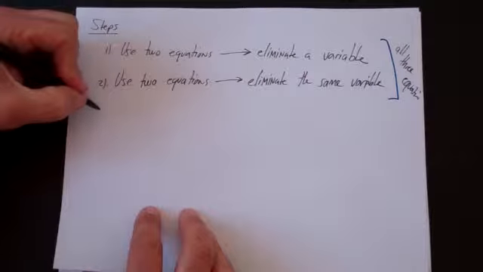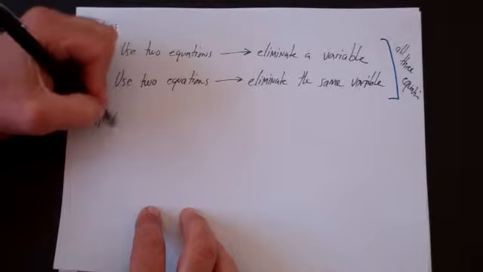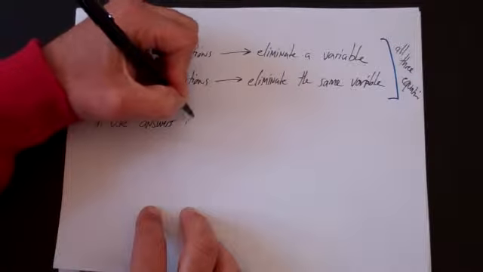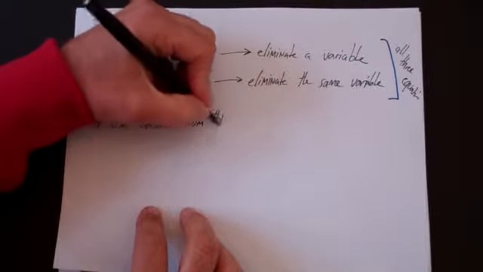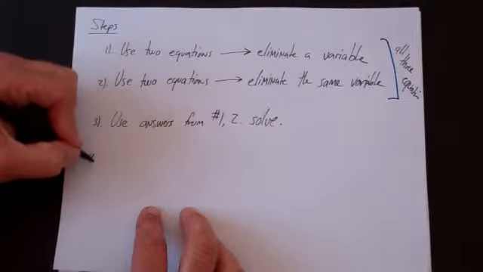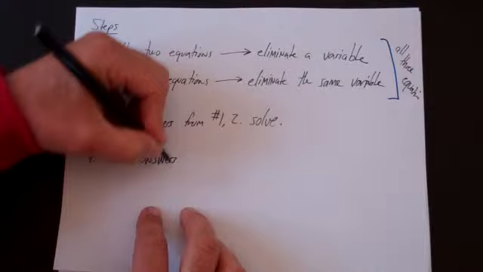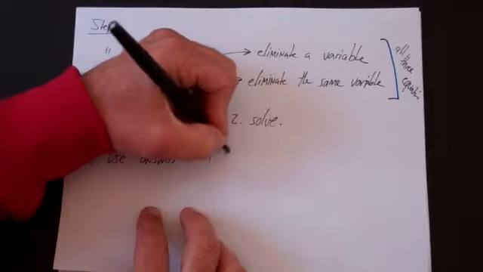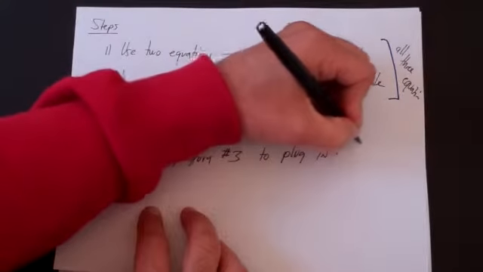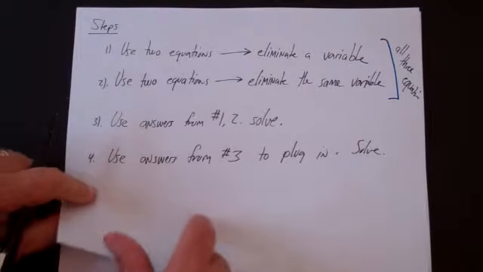After we do that, what we'll notice is we simply have a system of linear equations with two unknowns. So we're going to use the answers from step number 1 and 2, and we're going to simply solve. And then the fourth step is we're going to use the answer from step number 3 to plug in, and then we're going to solve there. So I think that'll become clear as we start going on, but we'll review back to this.